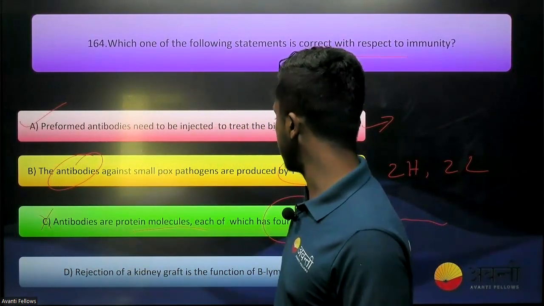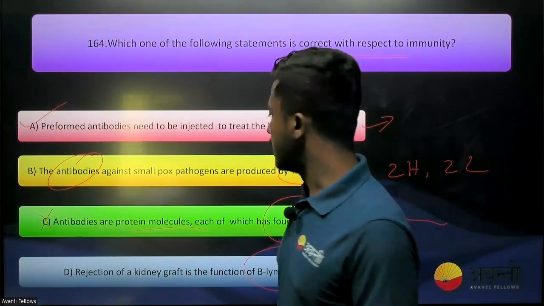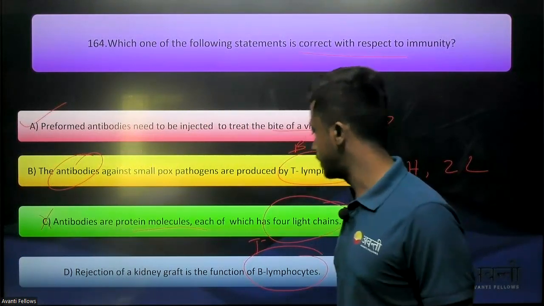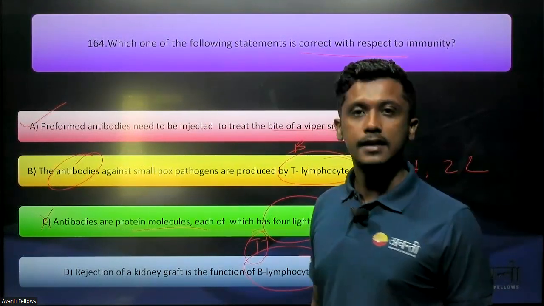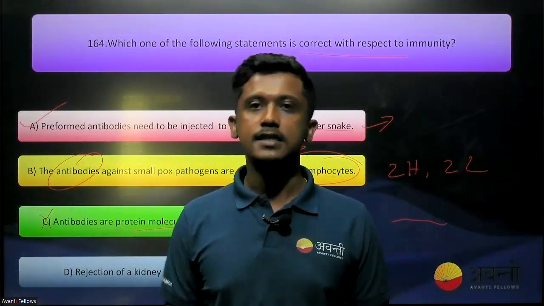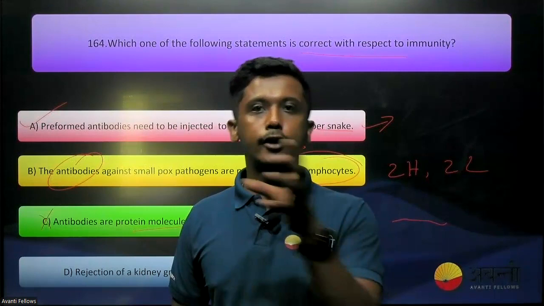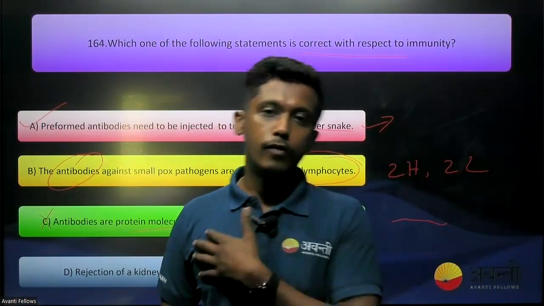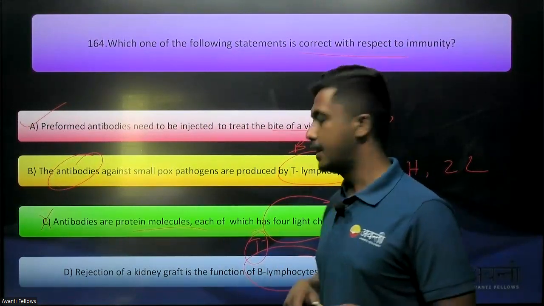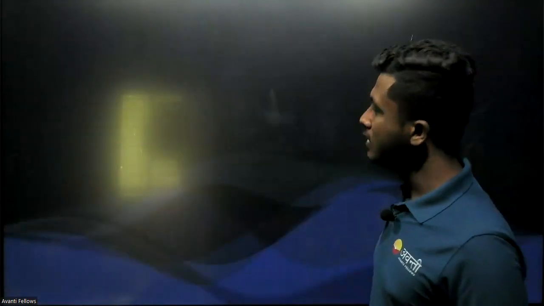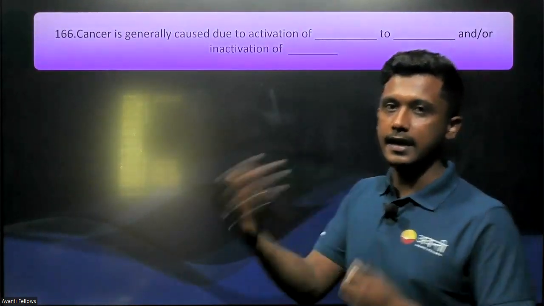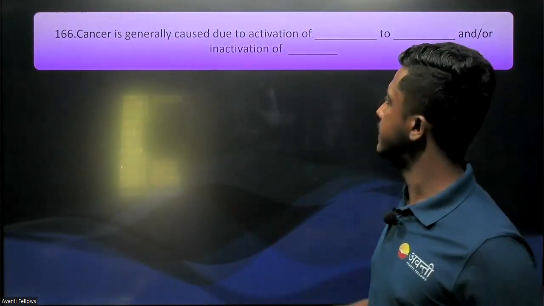Next one, rejection of a kidney graft is a function of B lymphocyte. Rejection of a kidney graft is a function of T lymphocyte, students, not B lymphocytes. Our T lymphocytes are necessary for differentiating. It will help our body understand the difference between self cell and non-self cell. Self cell means our own body cells, non-self cells means antigens. Understood? So that is done by T lymphocytes. Usually, the donor tissue produces a protein that will be recognized in the receiver's body as antigens. That's why the immune reaction takes place.